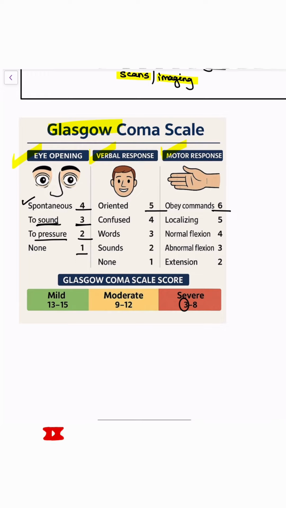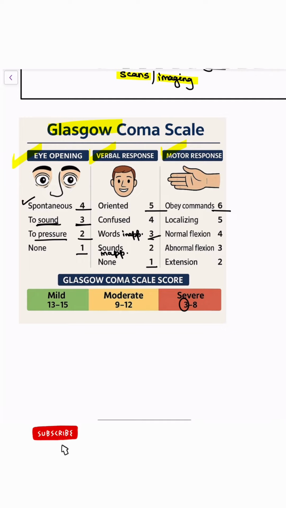Then we have the verbal response. If there is no response present, then we give the score of 1. If there is inappropriate sound like ah, oo, these are incomprehensible sounds, then we give the score of 2. If there are inappropriate words, meaning if I ask the patient what is your name, but the patient says car, bus, then it is irrelevant to the question I have asked. So it is known as inappropriate words. We give the score of 3.